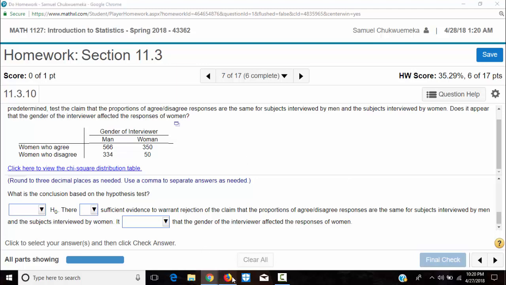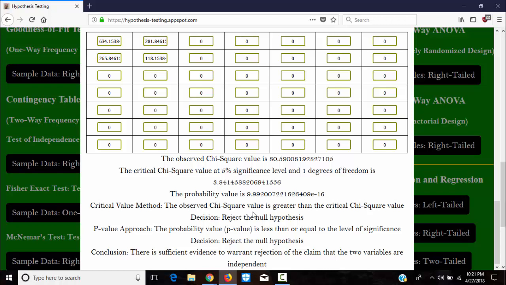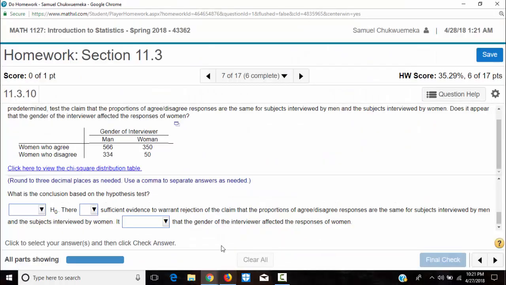What is the conclusion? The conclusion is that you should reject the null hypothesis. There is sufficient evidence to warrant rejection of the claim that the 2 variables are independent. Reject the null. Read this first before you select. There is sufficient evidence to warrant rejection of the claim that the proportions of agree or disagree responses are the same for subjects interviewed by men and subjects interviewed by women.